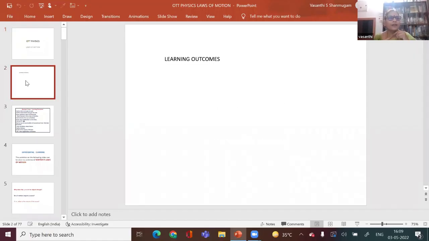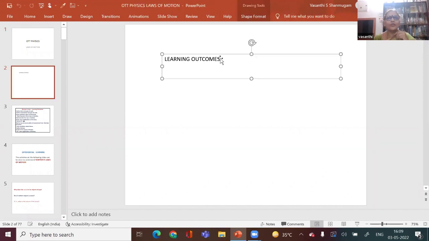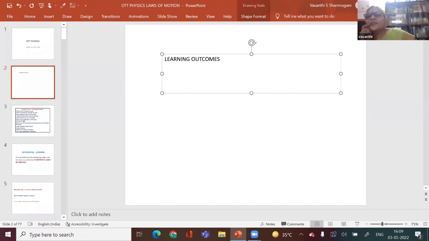Now I'm not going to list the learning outcomes. Actually, I want you to tell the learning outcomes. What are the expected learning outcomes in this lesson? Can I get clues from you? Students understand inertia. See, that's a learning objective. Learning outcomes are to be measurable.